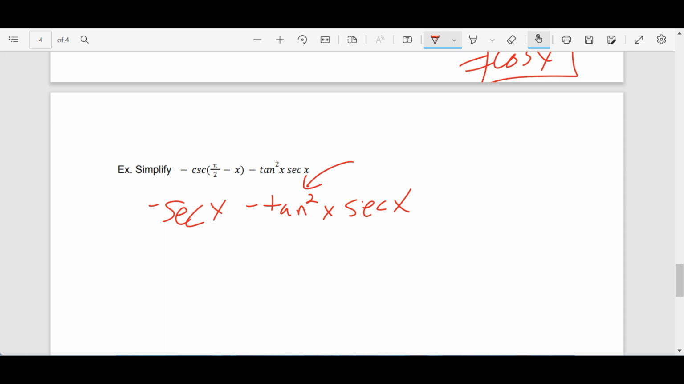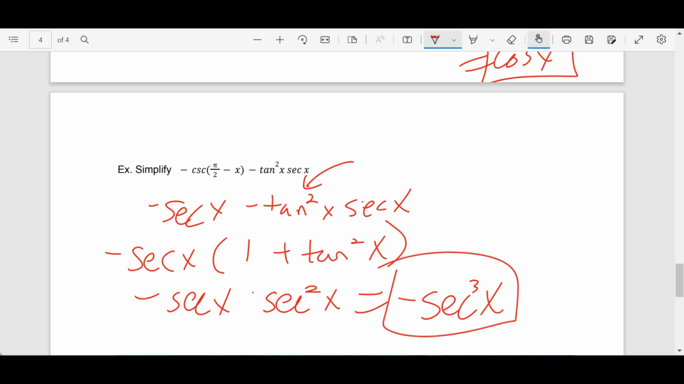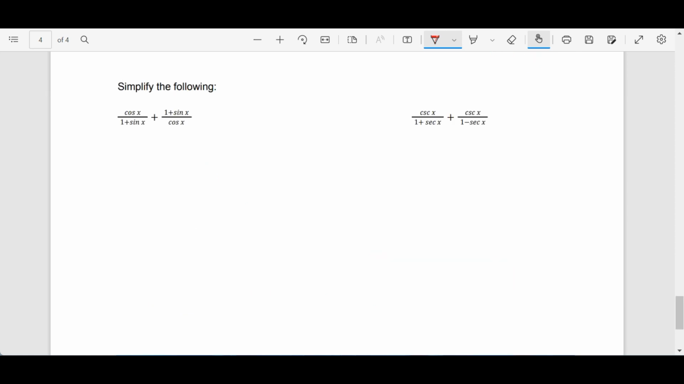Or what I'm going to do is factor. I'm going to factor out a negative secant x, because that's going to give me 1 plus tan squared x. And what do we say is equal to 1 plus tan squared x? We're going to get secant squared x. So we get negative secant cubed x. Okay? So that's that problem simplified. All right, 2 more and we're done.